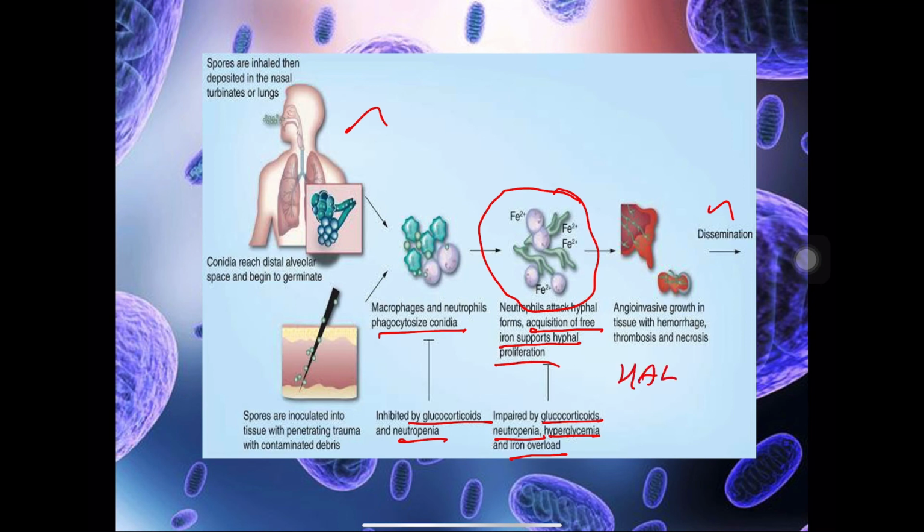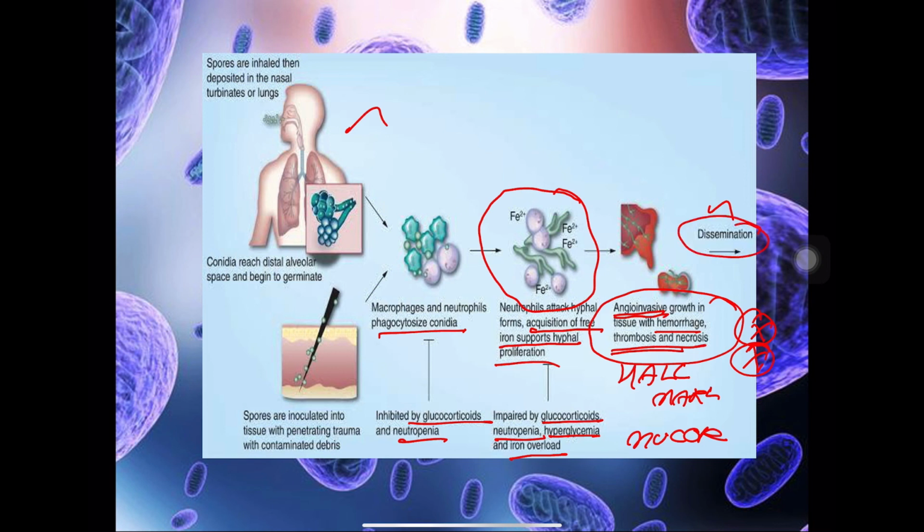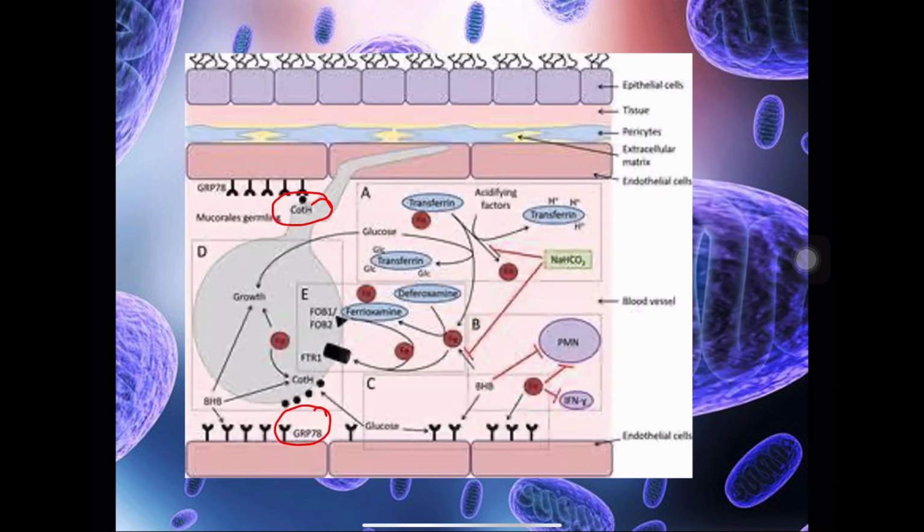Okay, now just quickly I want to see what happens after all this. Okay, so the hallmark of mucor is always angioinvasion. So angioinvasion, hemorrhage, thrombosis and necrosis. This is very important. Okay, this is the hallmark of mucormycosis, and this is the cause why it is very deadly, because it can spread to any part of the body. That is why it is deadly. Okay, so dissemination is the final deadly complication of mucormycosis.